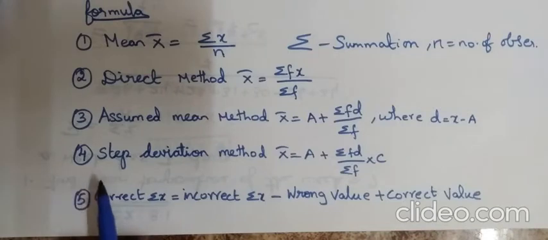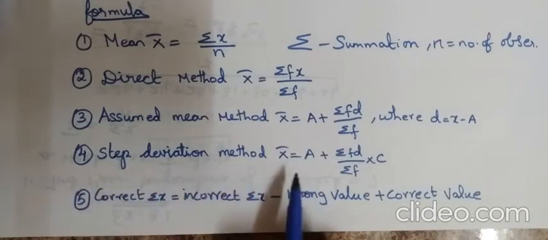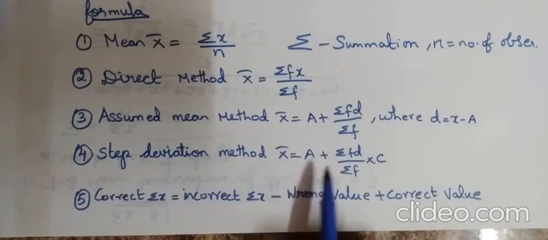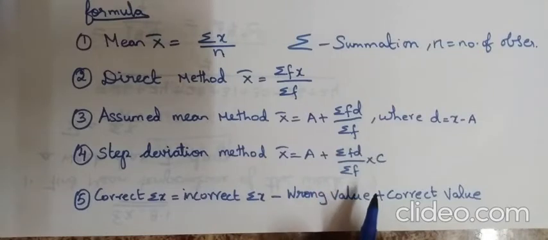Fourth, the step deviation method. X bar is equal to a plus summation fd by summation f, into c. C is nothing but the class interval. Fifth formula is the correct summation x, or sigma x. Shortly we can say sigma. Correct summation x is equal to incorrect summation x minus wrong value plus correct value.